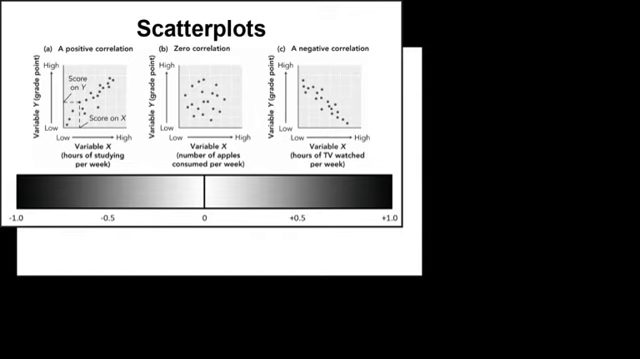Because those dots are fairly close together, we'd probably say that's positive 0.8 or so. I would usually give you the values. In the middle, we have a 0 correlation. So their grades versus the number of apples they eat a week. That data cloud is pretty messy.